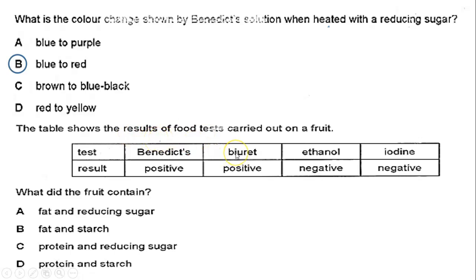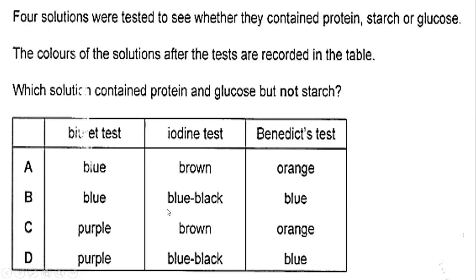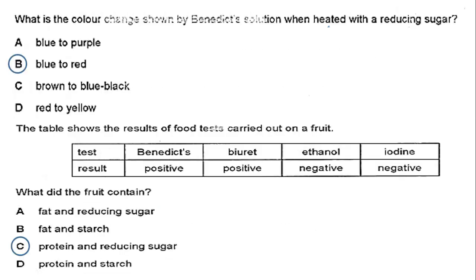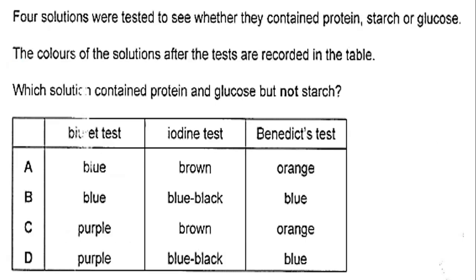And then Biuret, BP. Biuret, protein, from blue to purple. So please write here protein. Ethanol was the test for fat and iodine was the test for complex sugar. So these came out negative. So I'm looking for the choice that contains reducing sugar and protein. So now the answer is very easy, right? It is C. Okay, the next question.